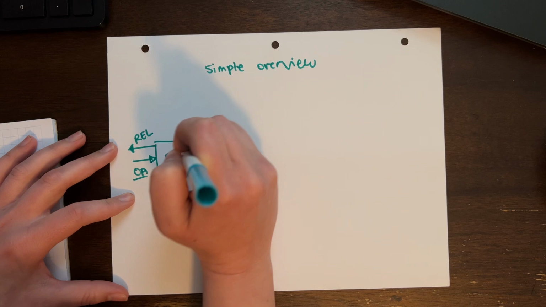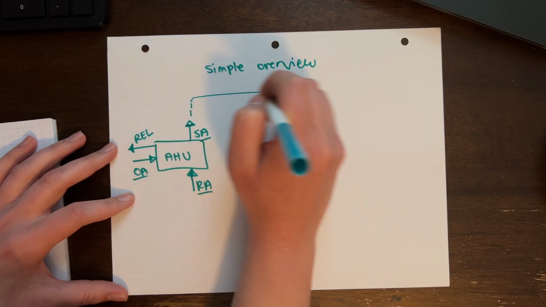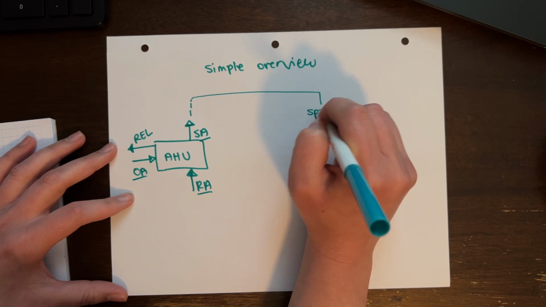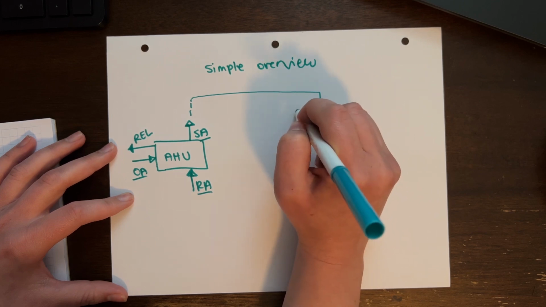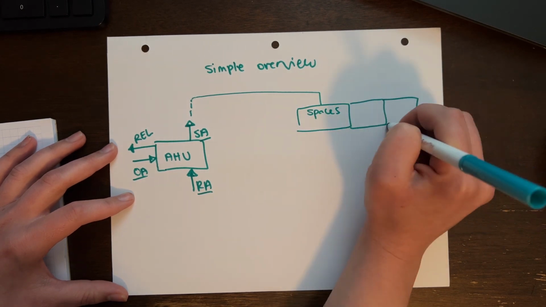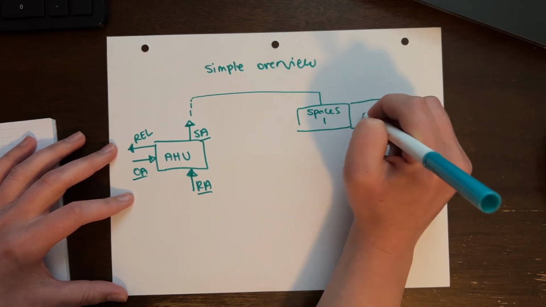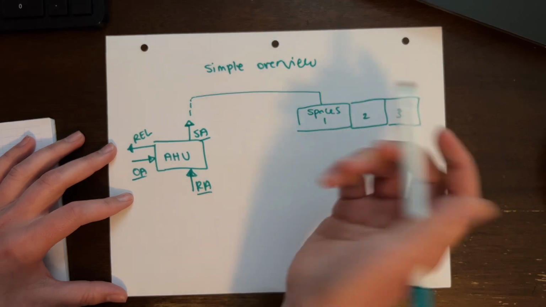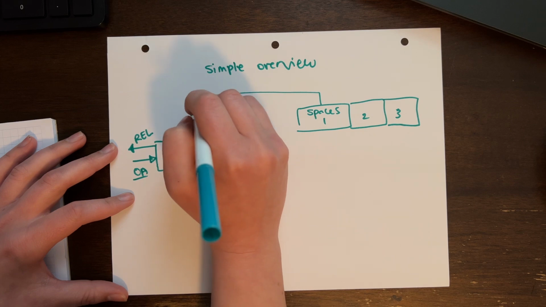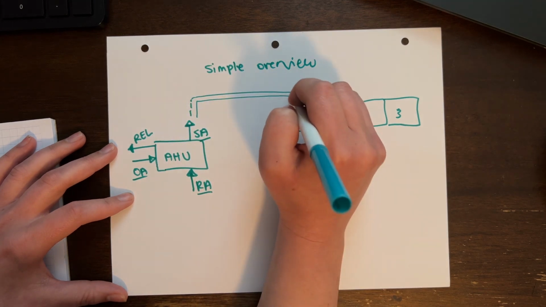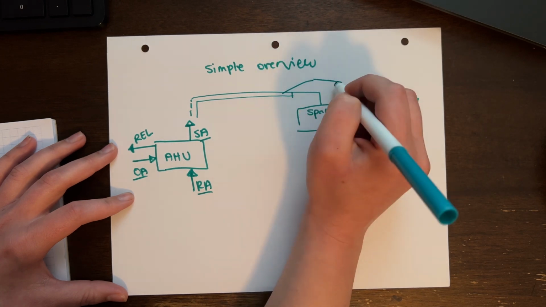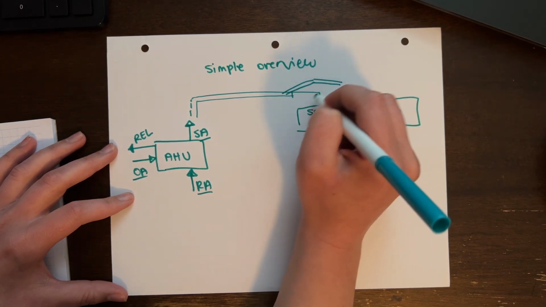So you have air being supplied. This is cooled. It goes to your space. So here's our spaces. We'll have space 1, space 2, space 3. We'll just label it like that. Here are your spaces. It's distributed through a main duct, and in your main duct you'll probably have some branches. That's some additional ductwork.